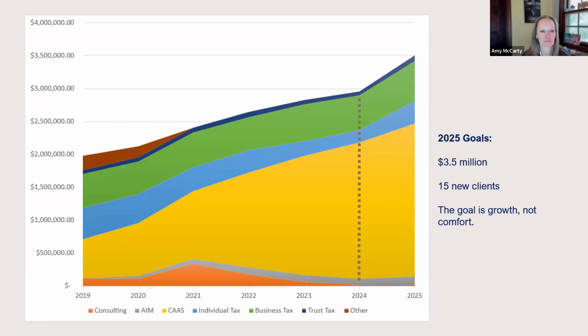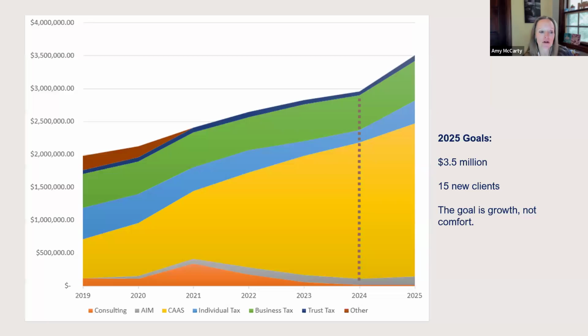Yeah, people need to know what they're working for, right? Like your team needs to understand. So for 2025, this is us hitting our goals here, right? We're on track to hit these goals. We're almost halfway through the year. So for 2025 goals, 3.5 million gross revenue is our top line goal. 15 new clients added throughout the year.